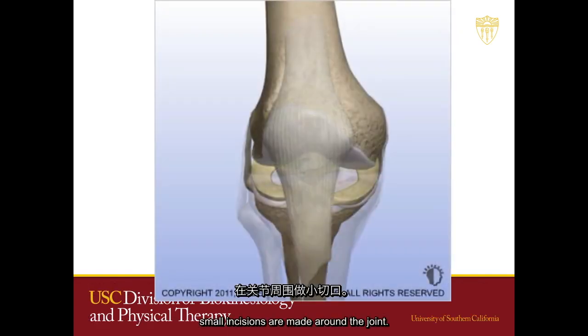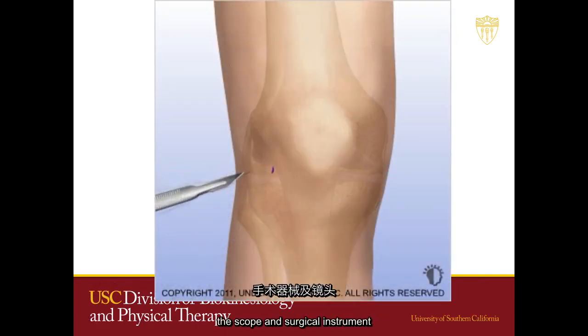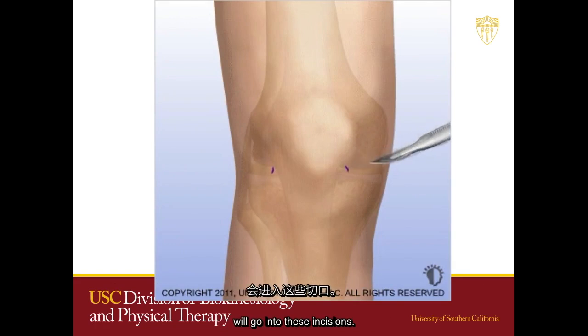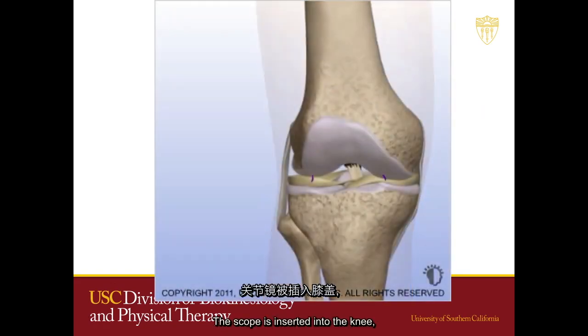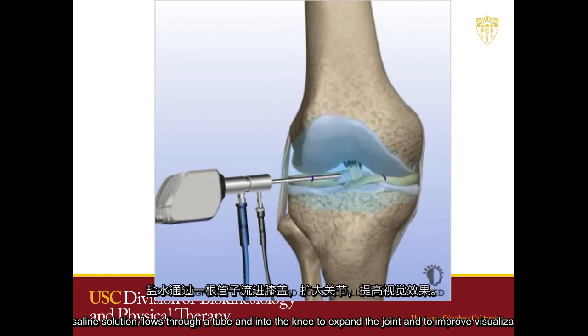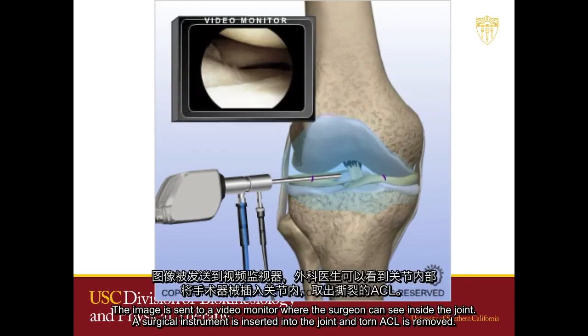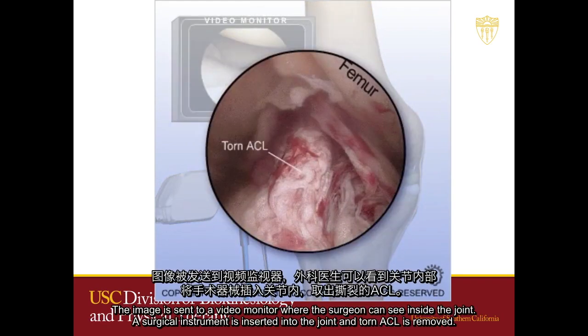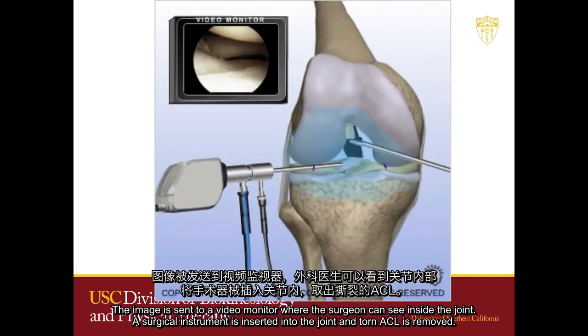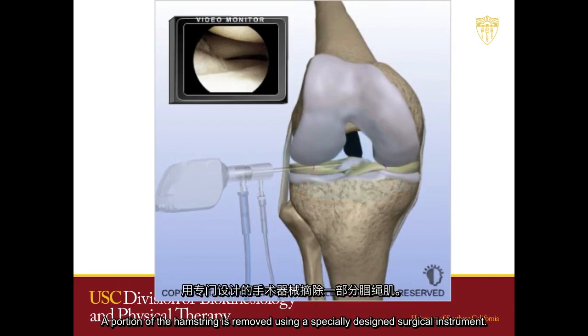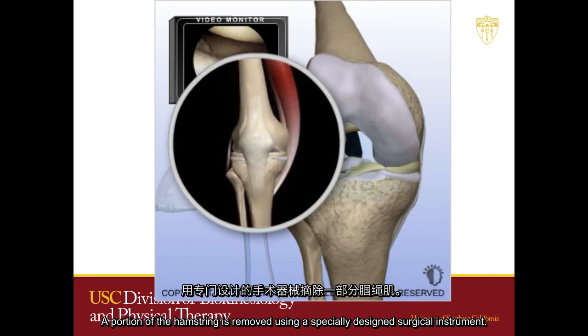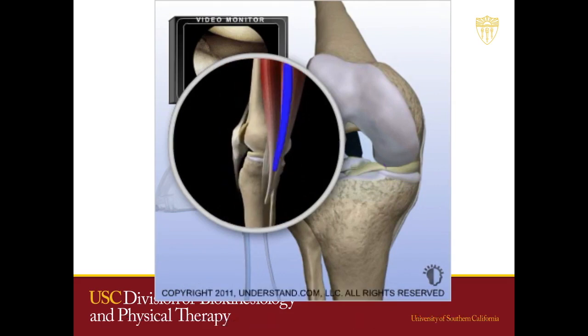Small incisions are made around the joint. The scope and surgical instruments will go into these incisions. The scope is inserted into the knee. Saline solution flows through a tube and into the knee to expand the joint and to improve visualization. The image is sent to a video monitor where the surgeon can see inside the joint. A surgical instrument is inserted into the joint and the torn ACL is removed. A portion of the hamstring is removed using a specially designed surgical instrument.